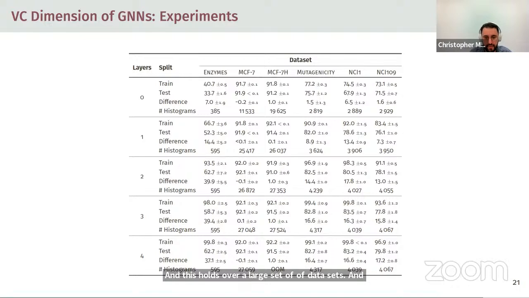We also looked at the impact of the number of graphs 1WL can distinguish. Here again, you see the difference between train and test accuracy and the number of different graphs 1WL can distinguish for a different number of layers. As you can see, as the number of graphs that 1WL can distinguish stabilizes or converges, the difference between train and test also converges. So there is a correlation between the number of graphs 1WL can distinguish and the generalization error. So you could say that to some extent, these results also translate to practice.